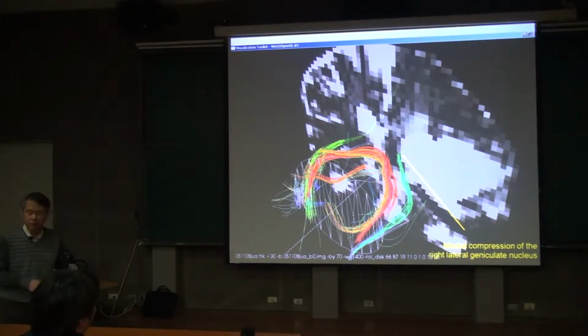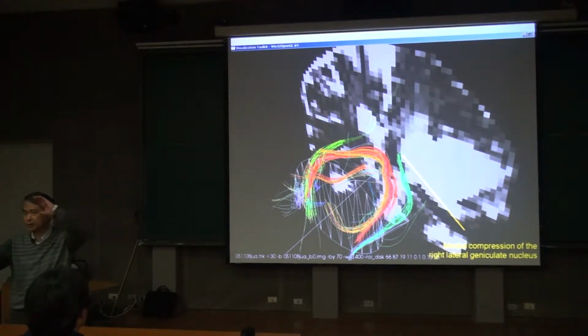Nucleus, lateral geniculate nucleus. That's the place where the optic nerve is connecting to the optic tract. So this is a place called the lateral geniculate nucleus. And the tumor compresses the geniculate nucleus over here. And this patient has a symptom.